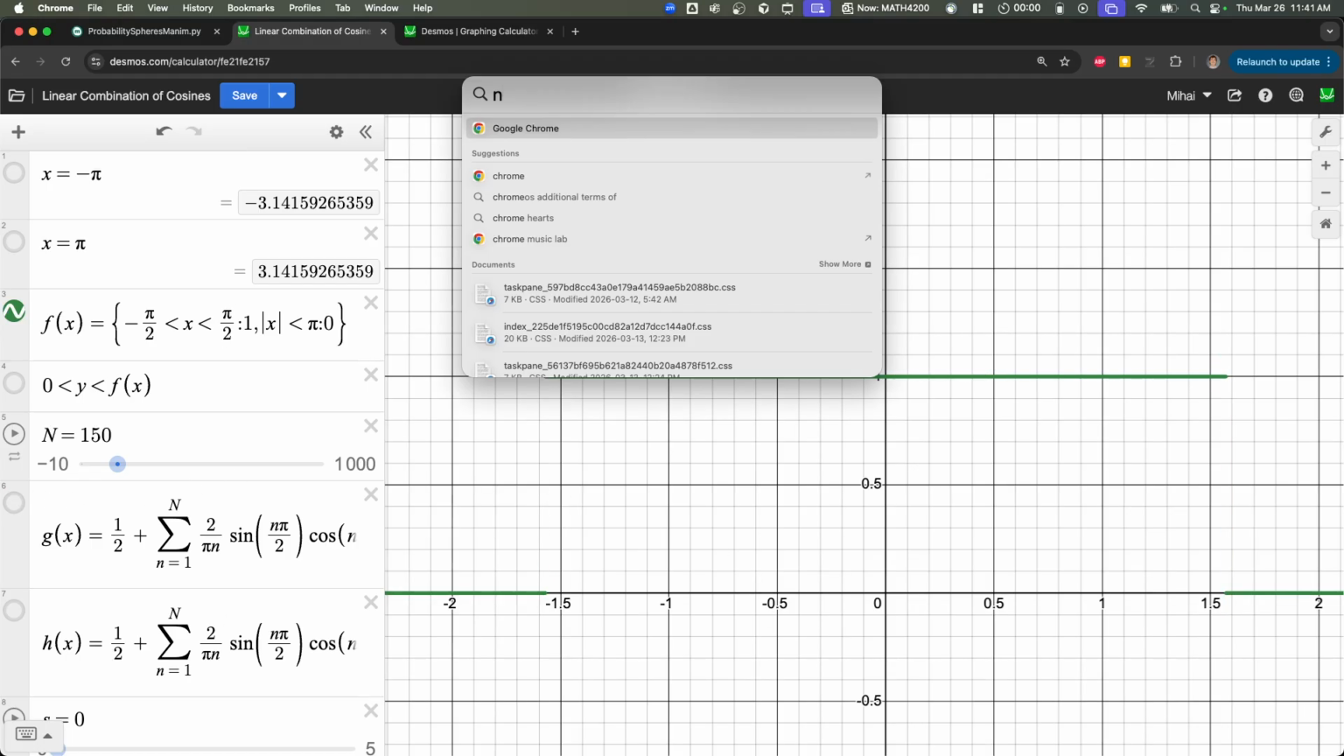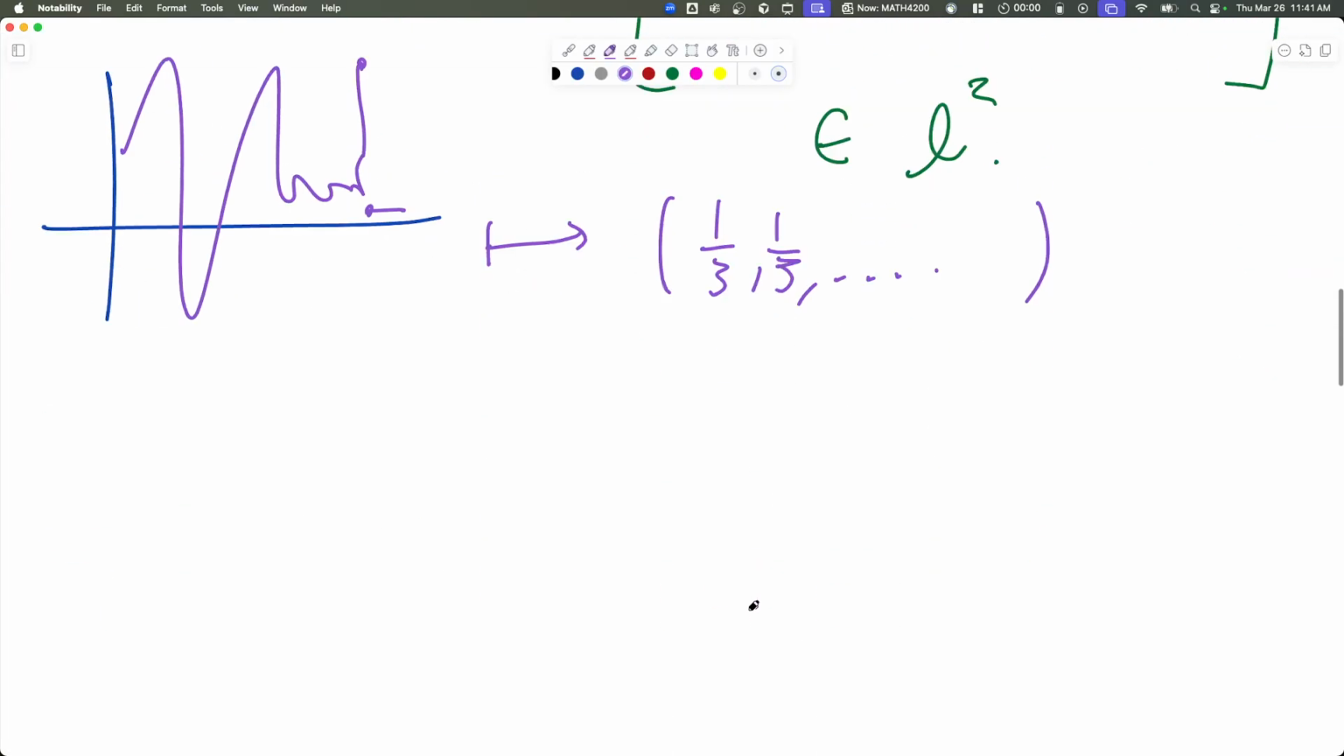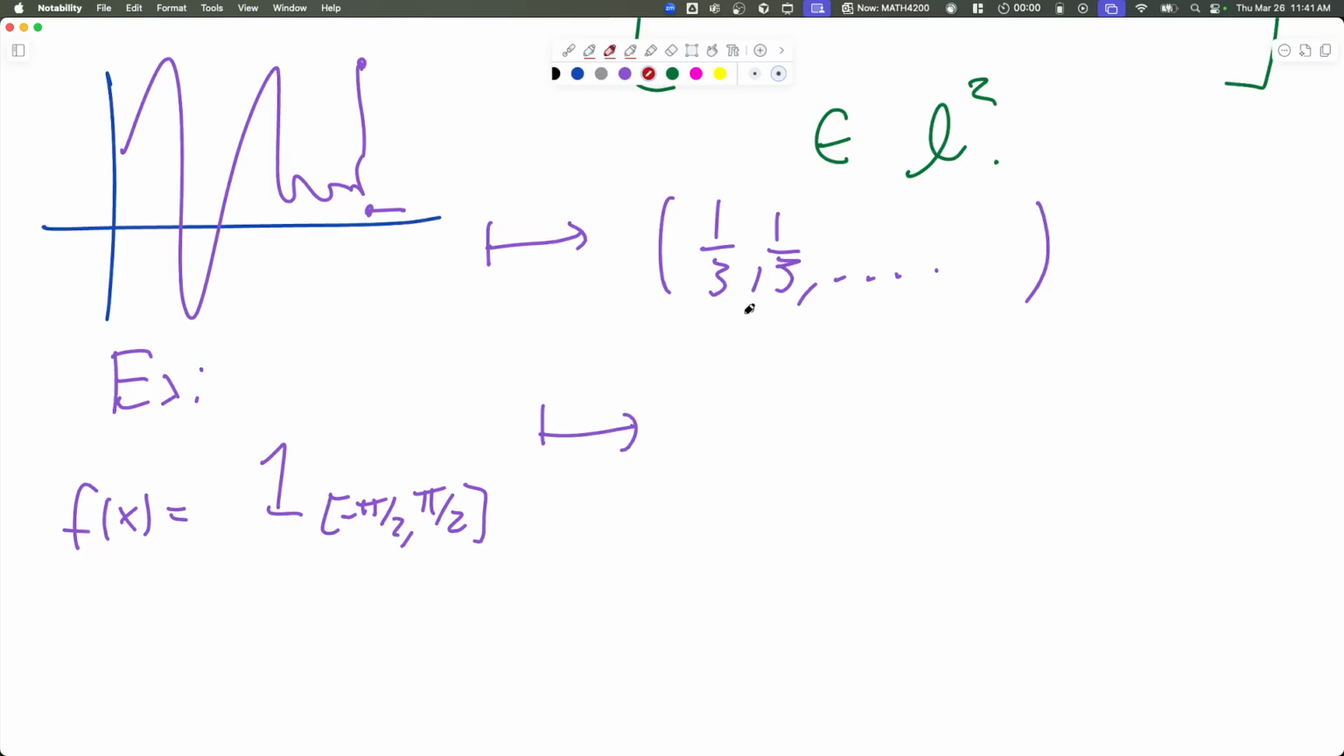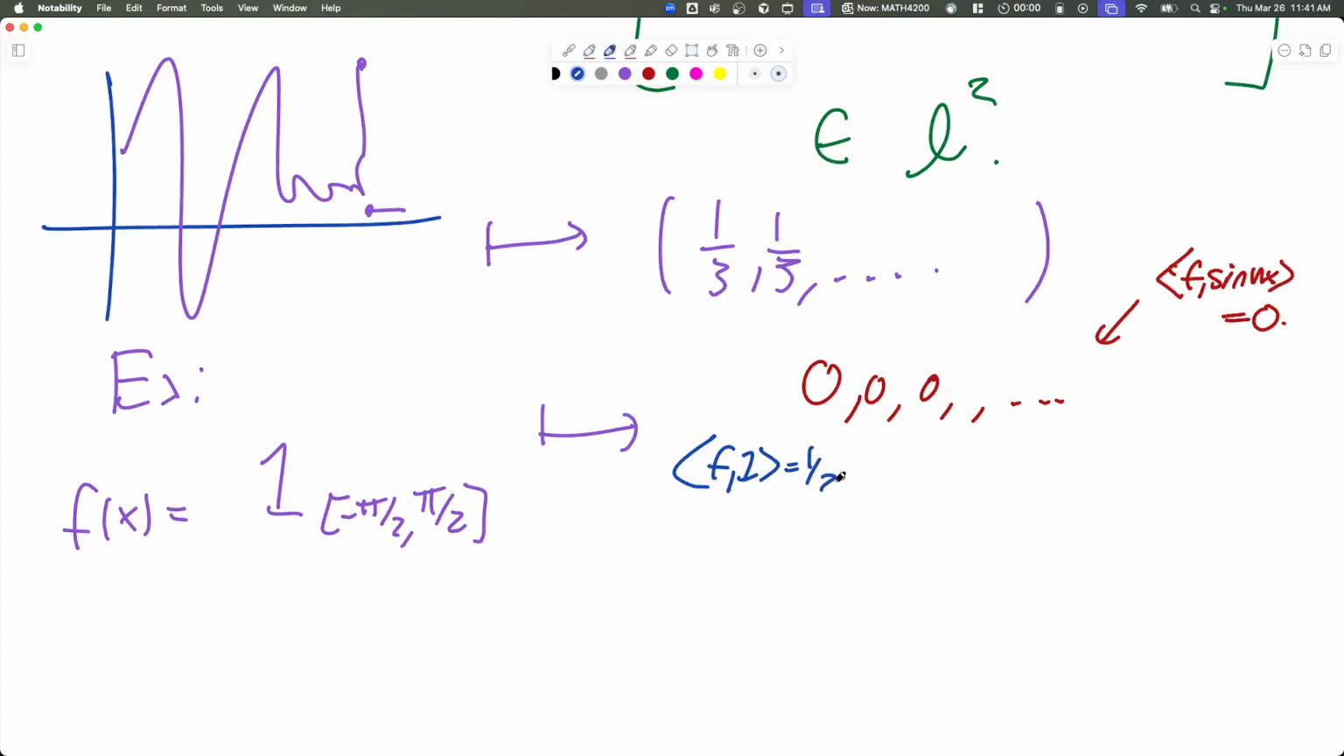Let me write that down. So example, the function f of x, which is the indicator function from minus pi over 2 to pi over 2. This gets mapped into the sequence of all zeros. So the sine integrals are all 0, 0, 0, 0, 0, dot, dot, dot. Okay, the average value of this function is a half. So the inner product of f with 1 was a half. So that's maybe the first number on that list.